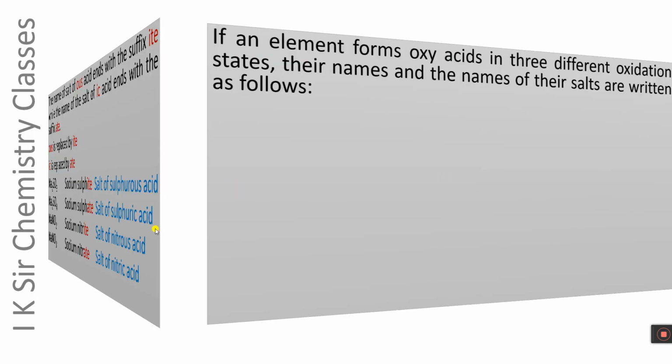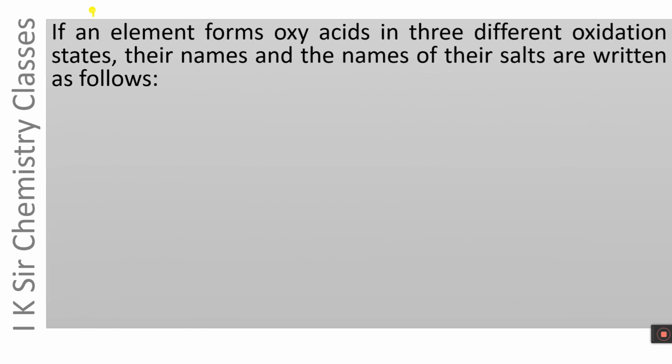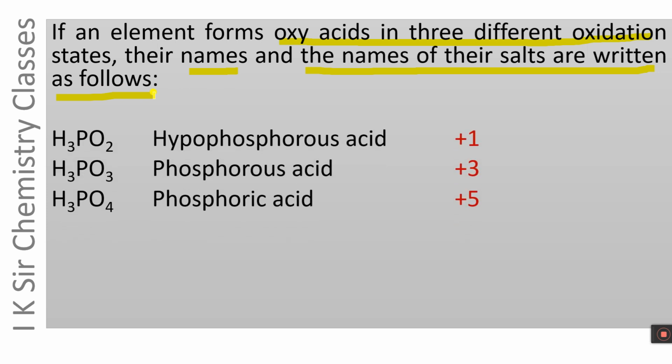If an element forms oxyacids in three different oxidation states, their names and the names of their salts are written as follows. Phosphorus forms three oxyacids H3PO2, H3PO3 and H3PO4 in +1, +3 and +5 oxidation states respectively.